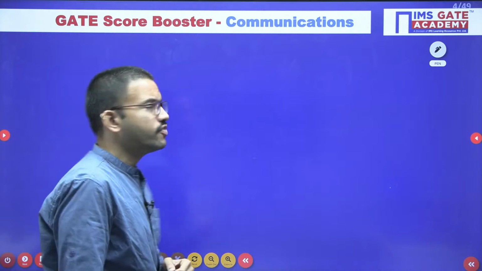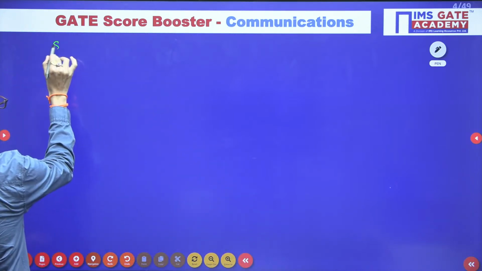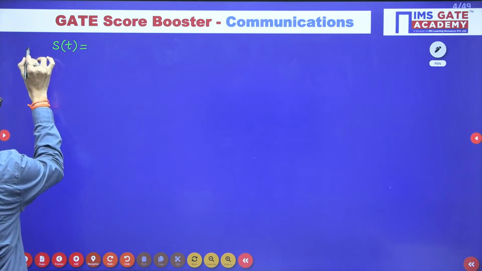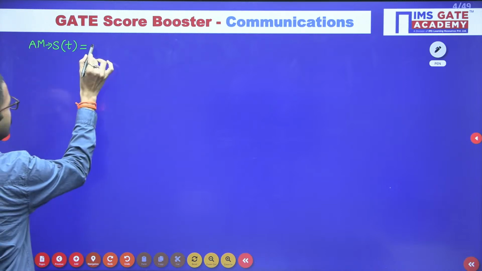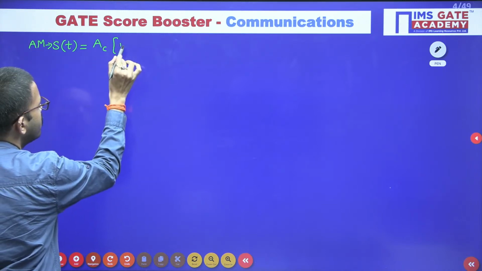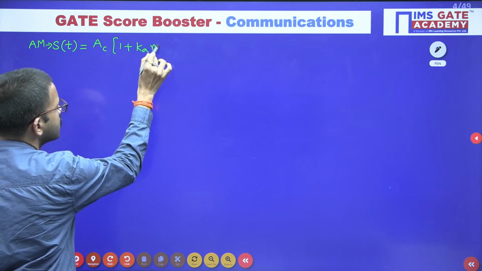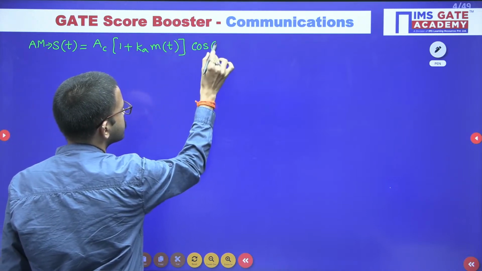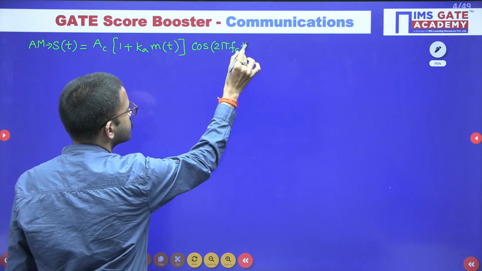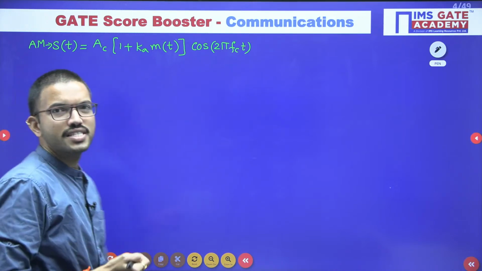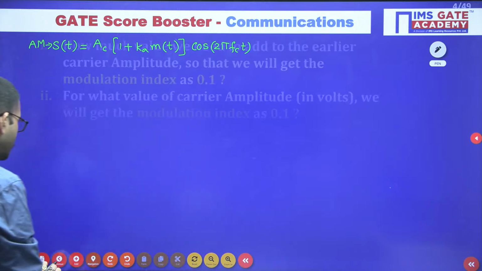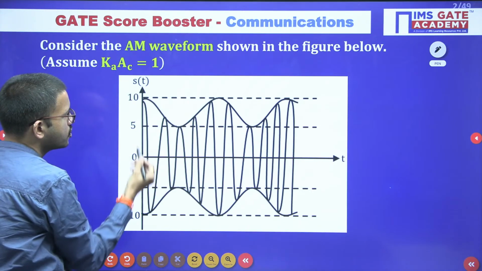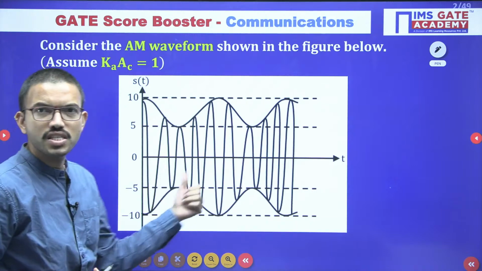whenever you're having an amplitude modulation wave, I hope all of you know the standard equation regarding the AM signal. The standard equation in time domain is S of t equal to Ac into 1 plus Ka m of t into cos 2 pi fct. So here Ac cos 2 pi fct is nothing but the carrier signal, right? If you observe the carrier signal, when time is 0, you're having the peak value. So that means it is a cos signal only.